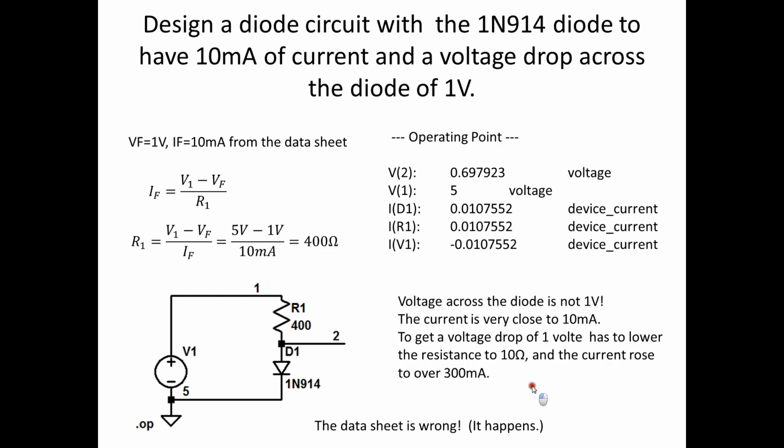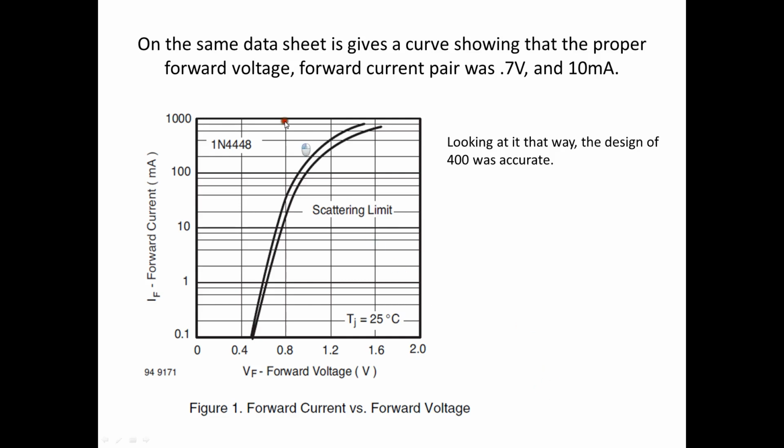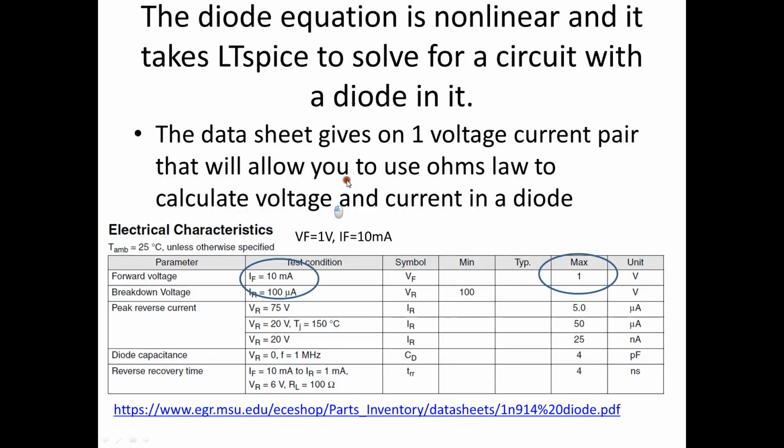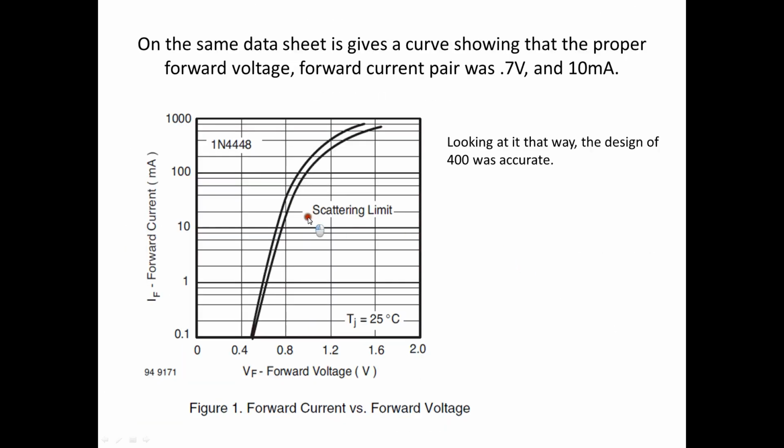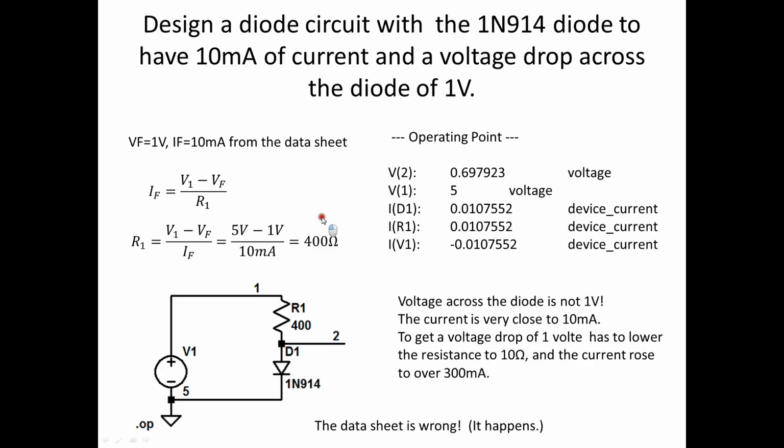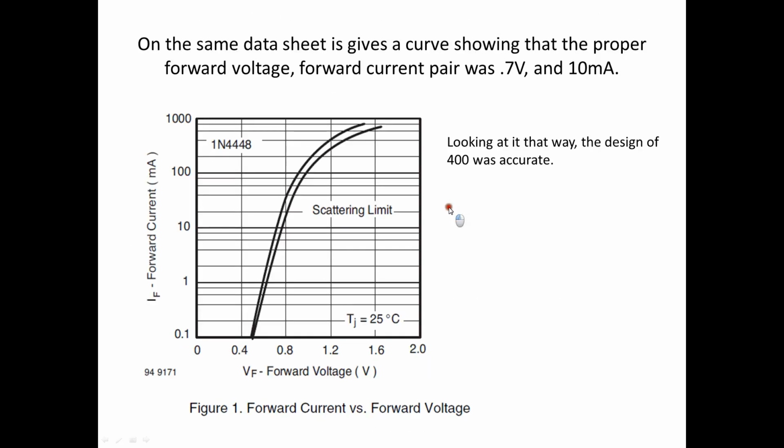However, let's look a little more closely at that data sheet. Well, there's actually a curve that shows forward current and forward voltage. And if you look right here at 10 and drop it down, hey, it is about 0.65, 0.7. So, in fact, even though the data sheet had this one point wrong, the curve was good. And when we simulated it, we got very accurate results.